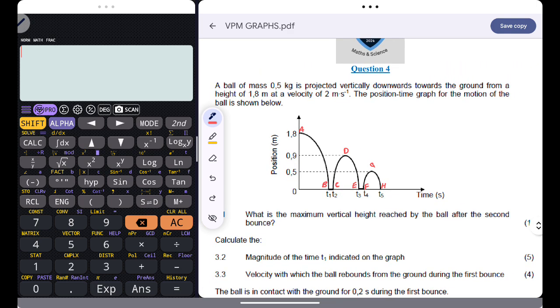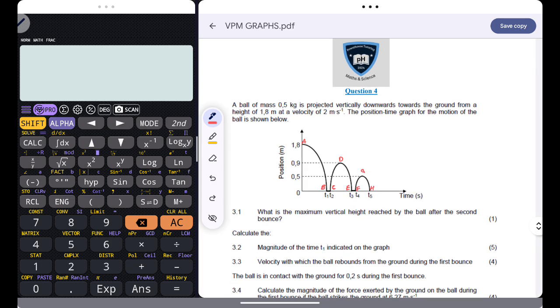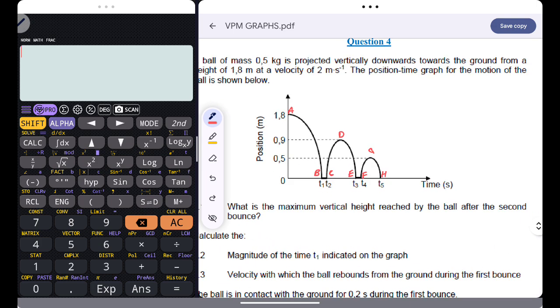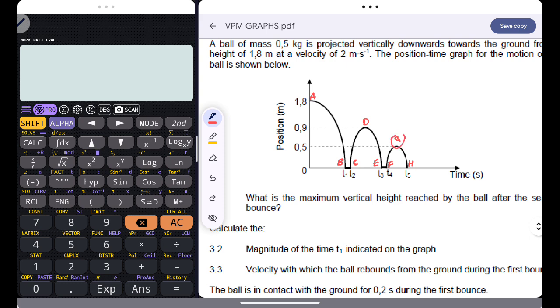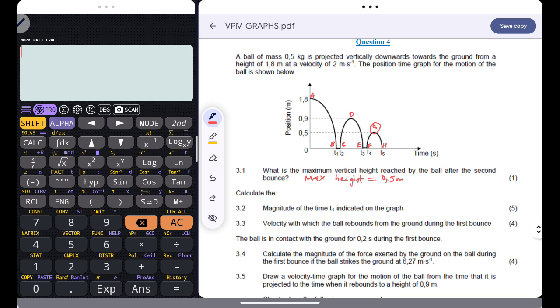The first thing they are asking us is, what is the maximum vertical height reached by the ball after the second bounce? The first bounce was here and the second bounce is here. So the maximum height is the turning point. Point G is the second maximum height and D was the first maximum height. So they are asking about the maximum height at point G. That's 0.5 meters above the ground. So the maximum height is just 0.5 meters.